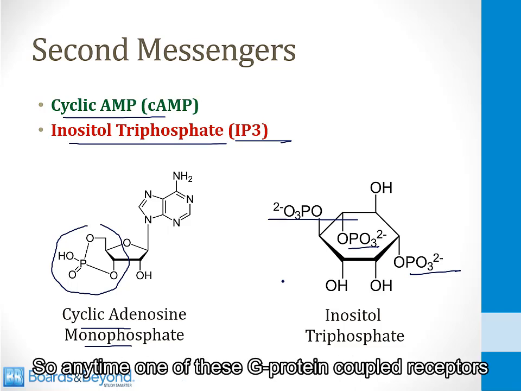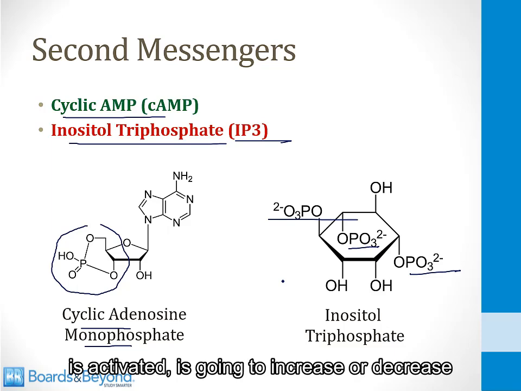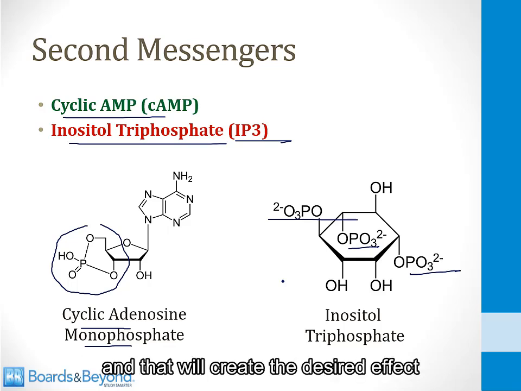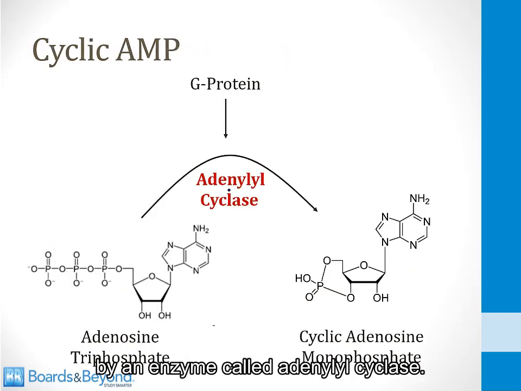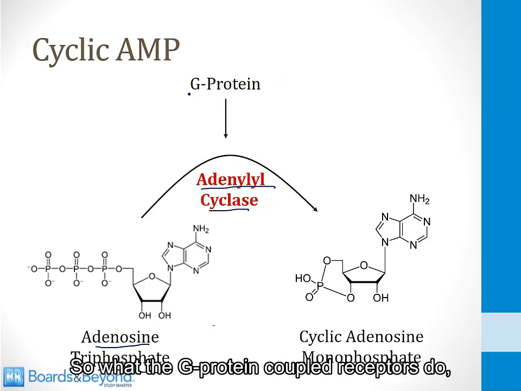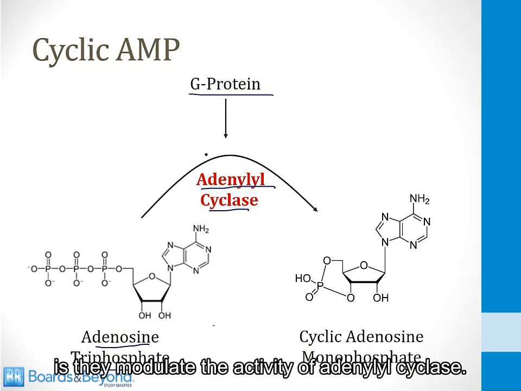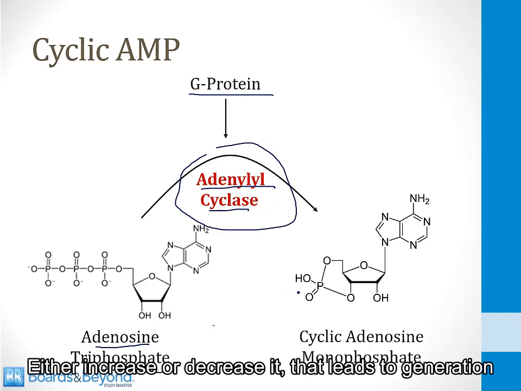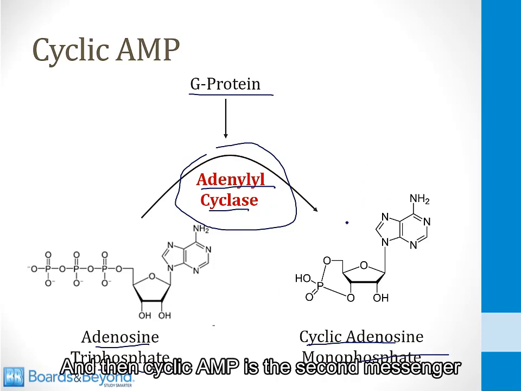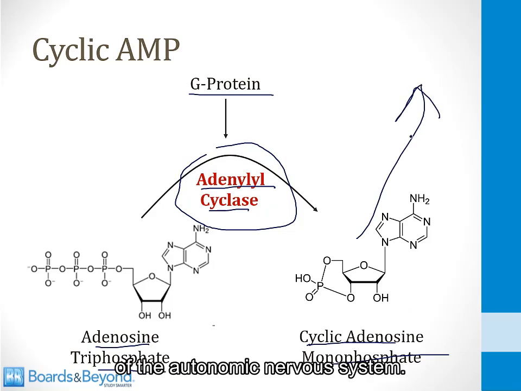So anytime one of these G-protein coupled receptors is activated, it is going to increase or decrease the levels of either cyclic AMP or IP3 inside a cell, and that will create the desired effect of the autonomic nervous system. Cyclic AMP is synthesized by an enzyme called adenylyl cyclase. It is synthesized from molecules of adenosine triphosphate, or ATP, which you probably know is a major energy source inside of cells. So what the G-protein coupled receptors do is they modulate the activity of adenylyl cyclase, either increase or decrease it. That leads to generation of more or less cyclic AMP, and then cyclic AMP is the second messenger that carries out the desired effects of the autonomic nervous system.